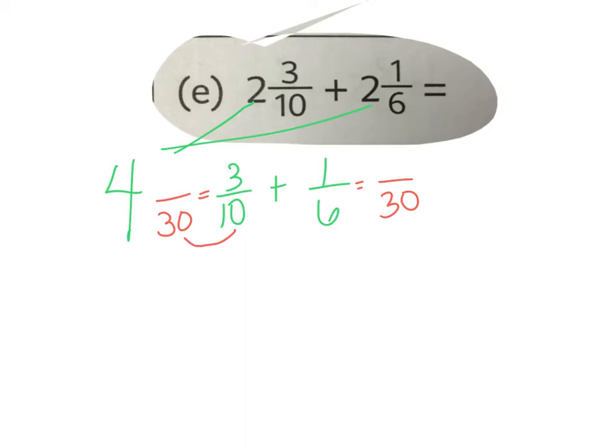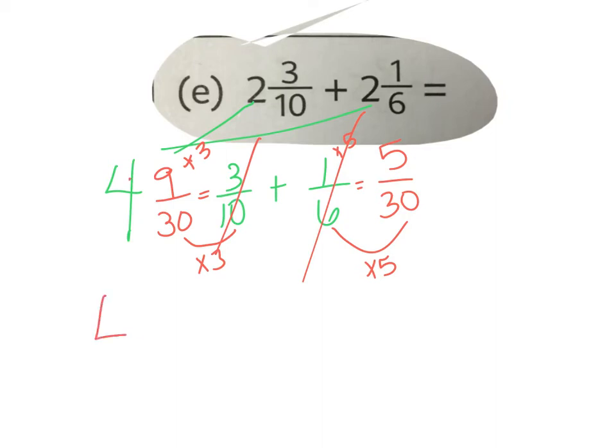What did I multiply to get 30? 3. Multiply that by 3, 9. What did I multiply 6 by to get 30? 5. So multiply the numerator by 5, 5. Remember to cross those out. Now we have 9 and 5/30.